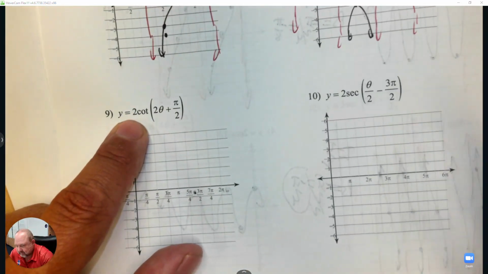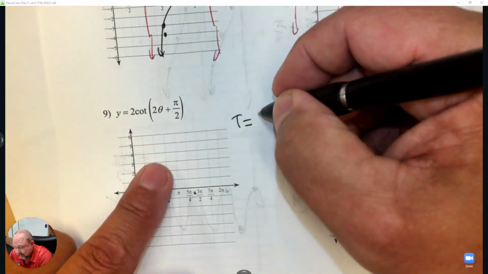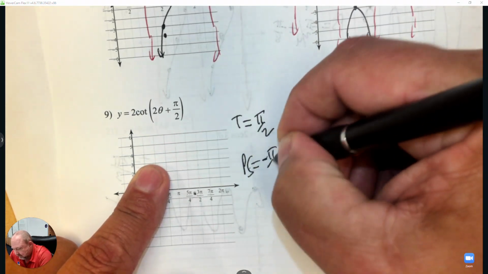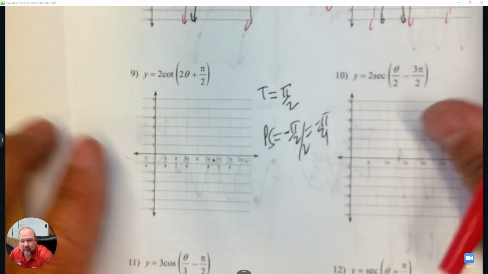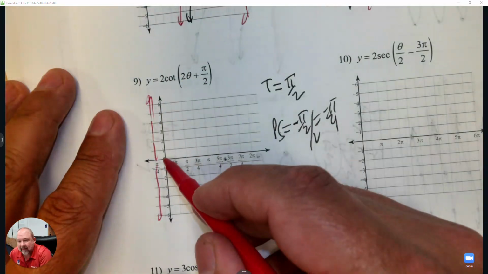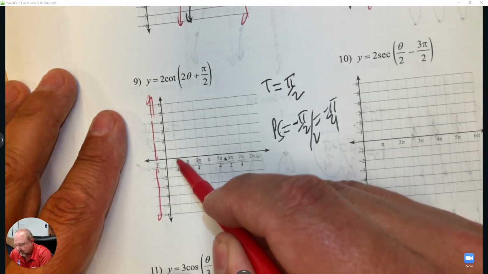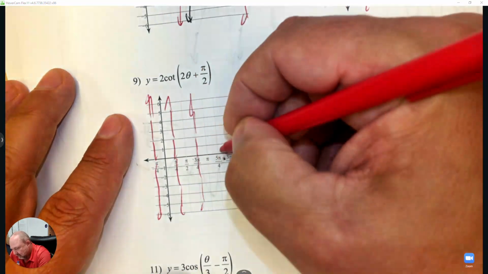Cotangent. Doesn't have an amplitude. So the period is pi divided by 2. It does have a phase shift, so it's negative pi over 2 divided by 2, which is negative pi over 4. So cotangent starts with an asymptote at negative pi over 4. Go back to 0. Pi over 2 is 2 to the right. So from here I go 2 to the right, and that completes one pattern. So I follow that pattern all the way across.